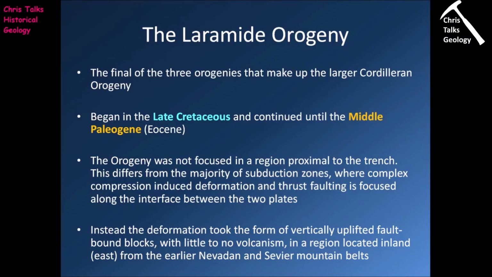So essentially, we've been progressing from the Nevadian Orogeny, which was located quite close to the modern day west coast of North America. Then as we step east, we had the Sevier Orogeny, and then as we move even further east, we move into the terrain which is being deformed by the Laramide Orogeny.